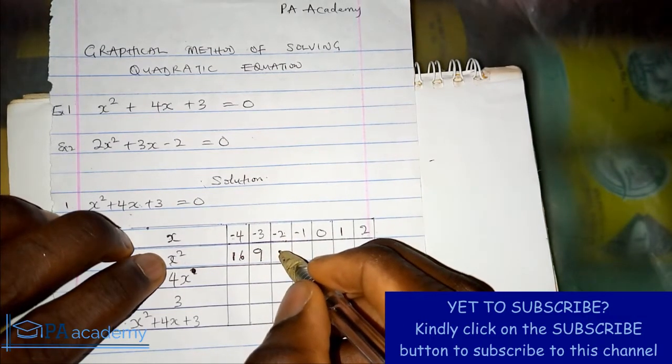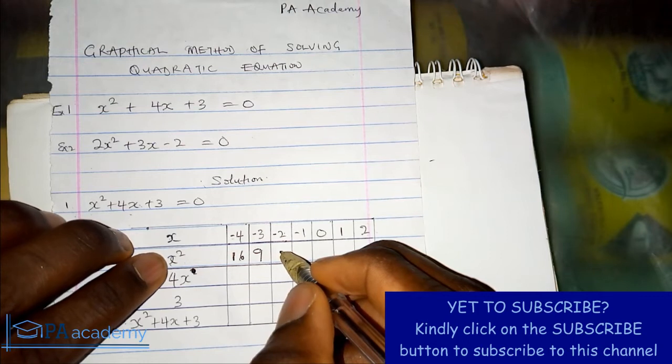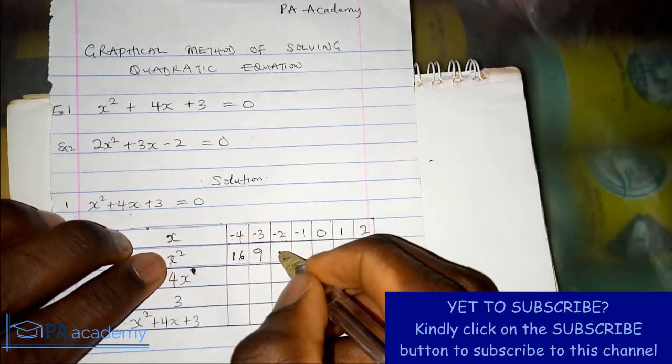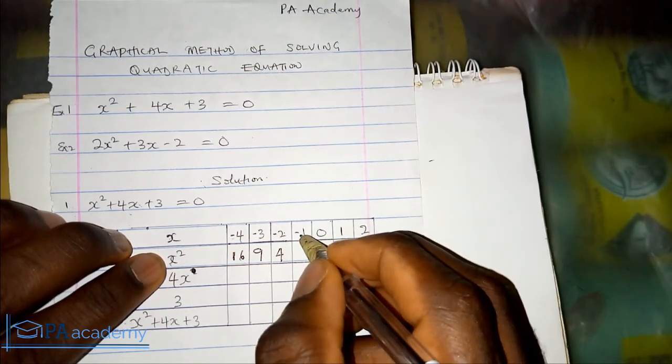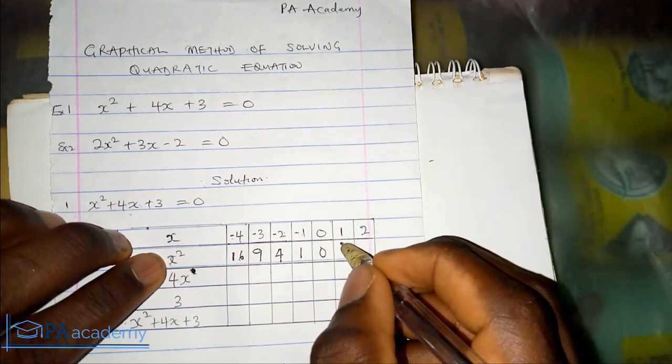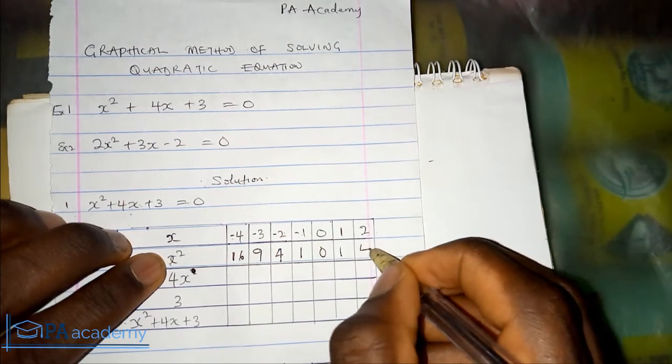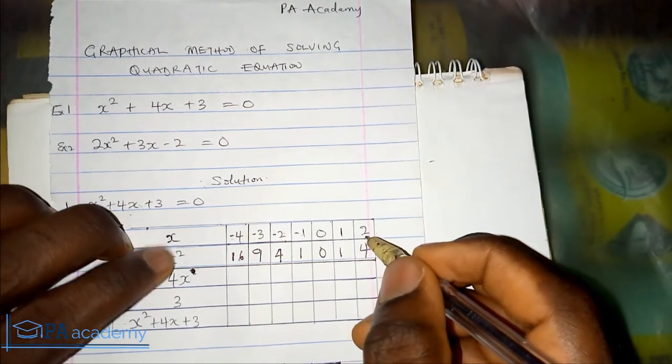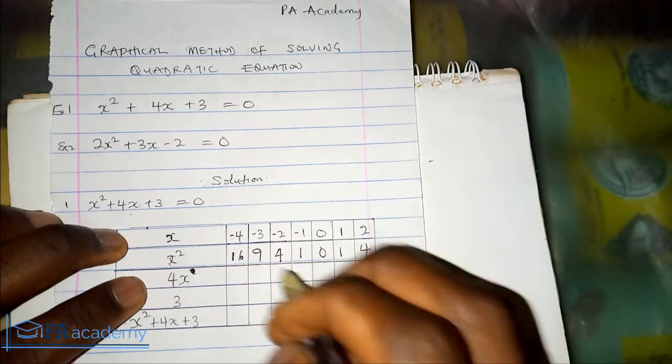Now we are under minus 2. If you put minus 2 in place of x, minus 2 squared will give us 4. Minus 1 will give us 1. This will give us 0. And then 1. And then 4. If you put 2 in place of x, that's 2 squared, that will give us 4. So let's go to the next line.